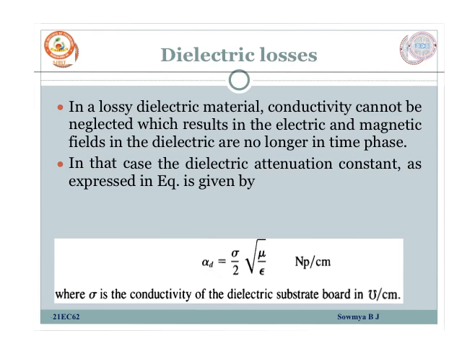rho by 2 square root of mu by epsilon Napiers per centimeter, where rho is the conductivity of the dielectric substrate board in mho per centimeter.